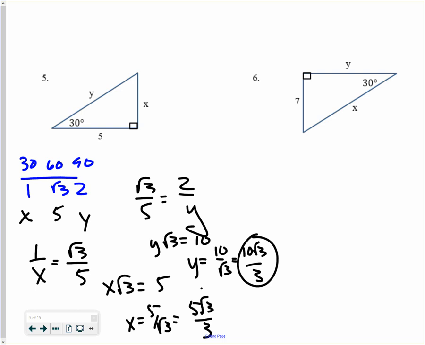So again, these two are a little bit more complicated than the ones maybe in the notes because I had to simplify the fraction.